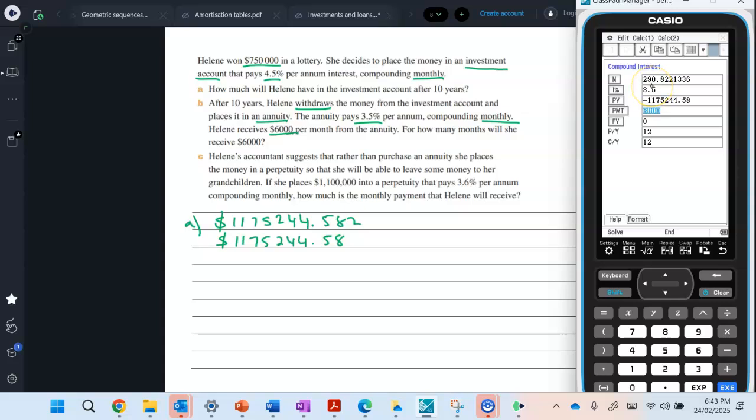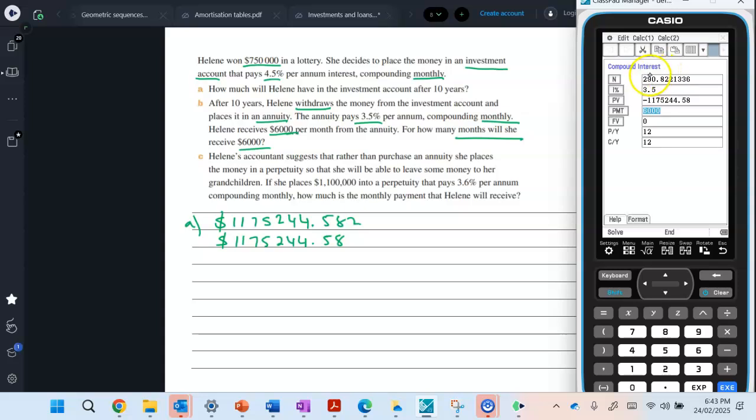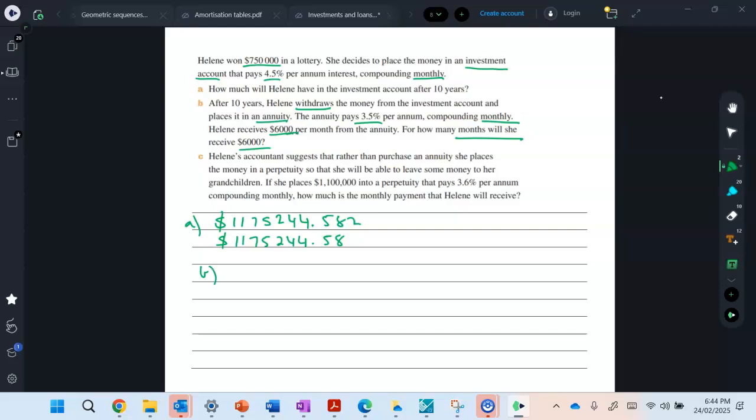So you can see it asks how many months will she receive $6,000. So you can have a look at this: 290.82. So that's 290 months plus a little bit extra. It's not quite 291 months. So for 290 months, she will get $6,000. And then on the last month, the 291st month, she will get a bit less than $6,000 unless everything's put on that final payment.